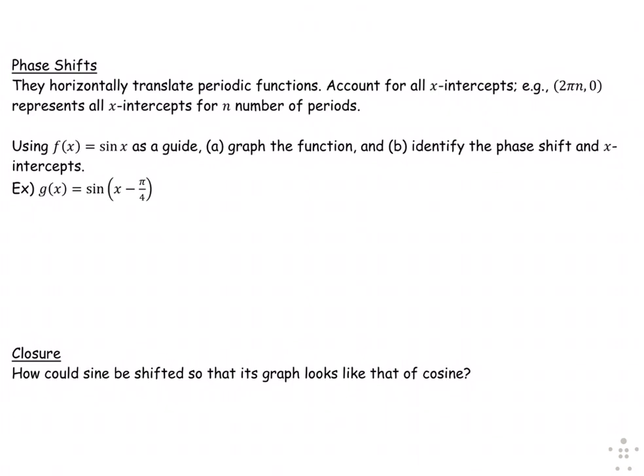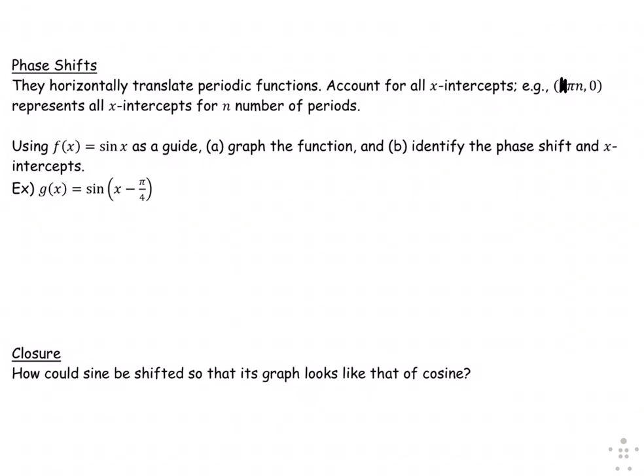The last portion of the notes is about phase shifts. So that's specifically horizontal translations. We have to also answer these accounting for all x-intercepts using the idea I introduced at the beginning, where because these are periodic functions, we have to include n, which is in the set of integers, which happen every pi n for sine and pi on 2 plus pi n for cosine.